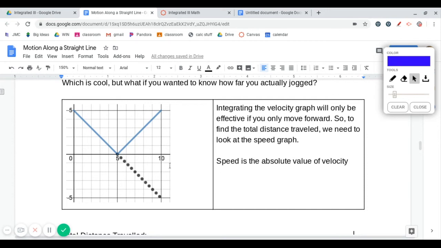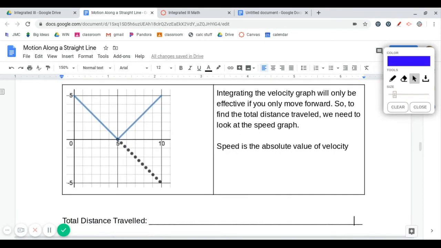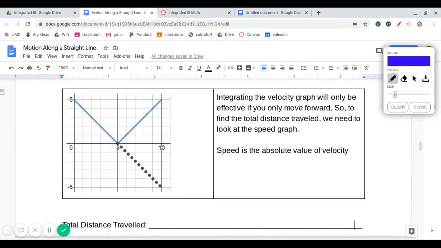Speed is the absolute value of velocity, and here I have this original graph, and I changed this bottom part to a dotted line, and I reflected it over the x-axis. So now this is our speed graph. The total distance traveled will be the integral from 0 to 10 of the absolute value of the velocity, which for us is 5 minus t dt.